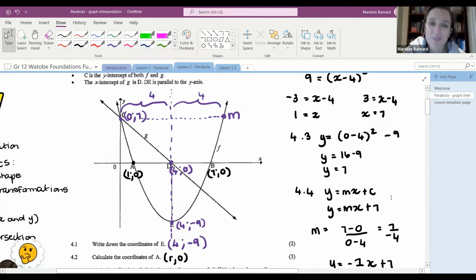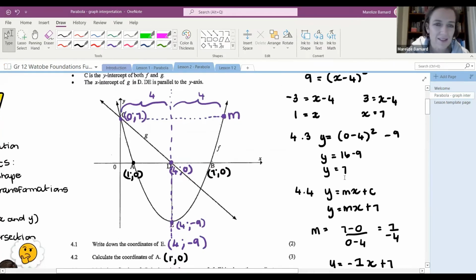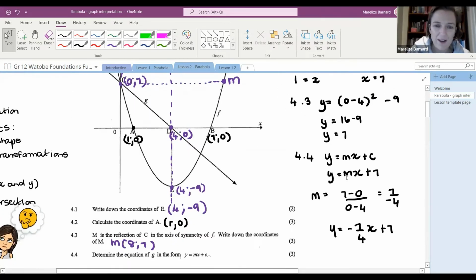Simo, now you ask me which year it is. I think this was a supplementary paper, so a March paper, and I think it was 2016. I'm not sure. I normally do write down where it comes from, but in this instance, I have left that out. But I think it was a supplementary paper, so a March paper.